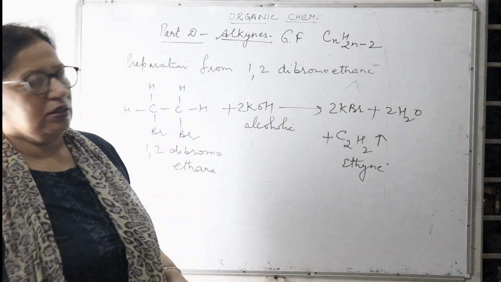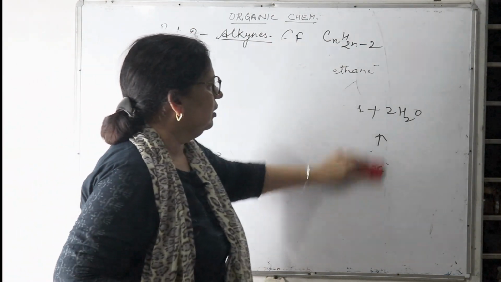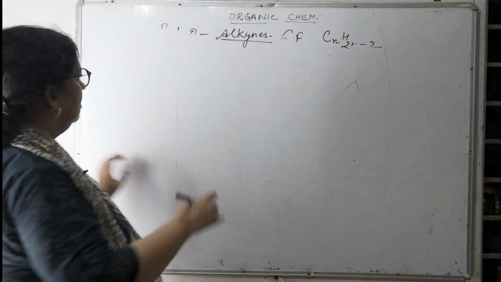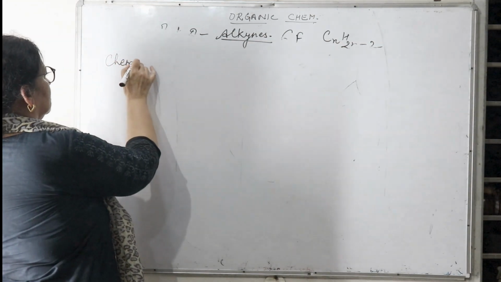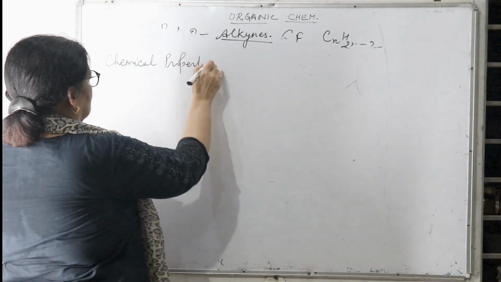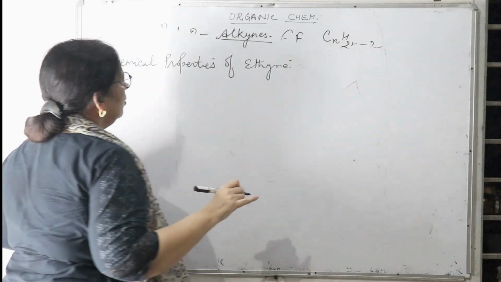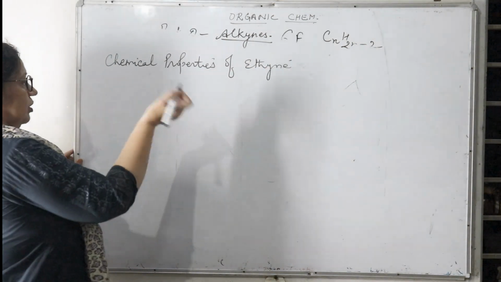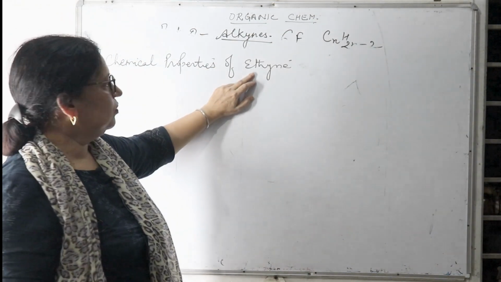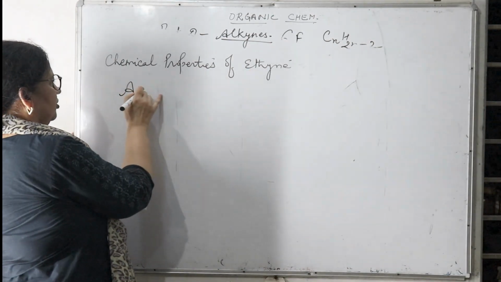And come to the chemical properties of ethyne. So how is ethyne prepared? What are the different chemical properties? As this is an unsaturated hydrocarbon, it will also give addition reactions. First, addition reactions.